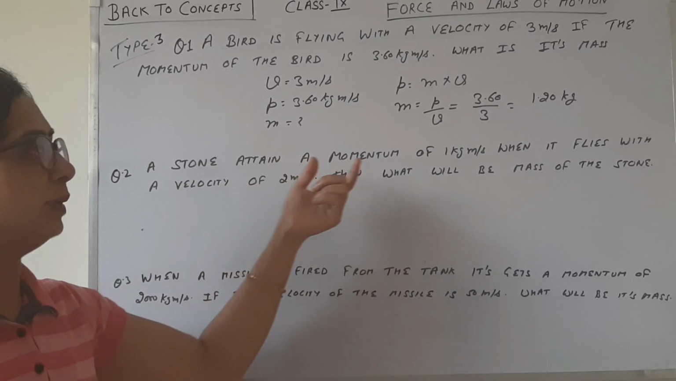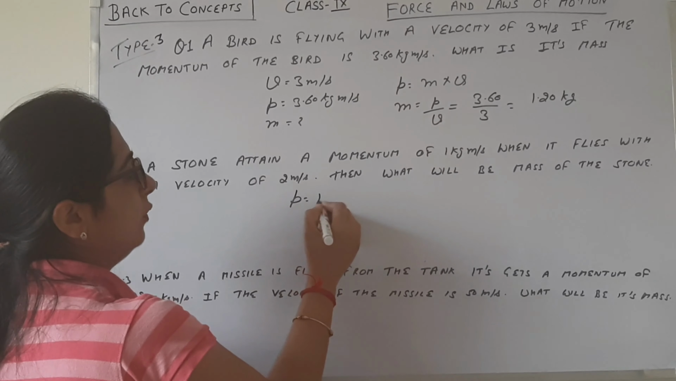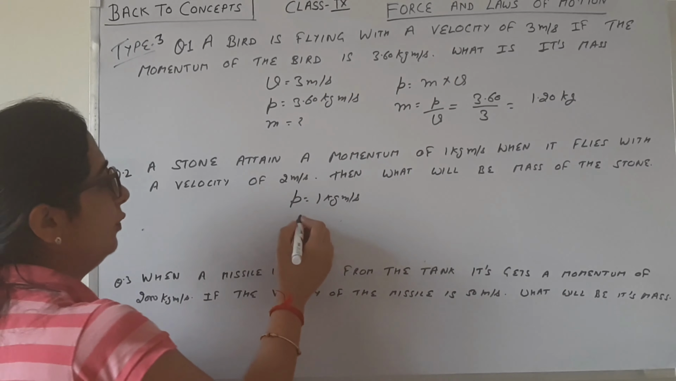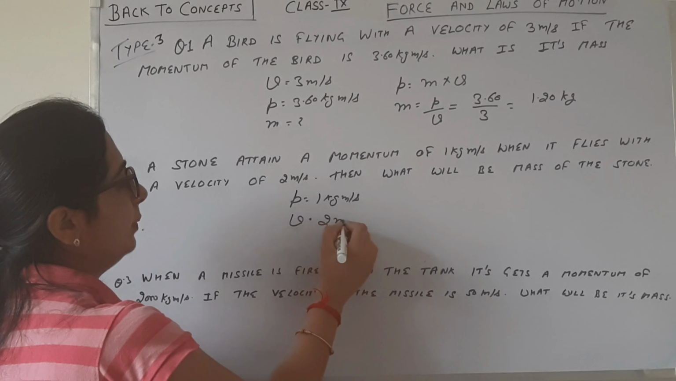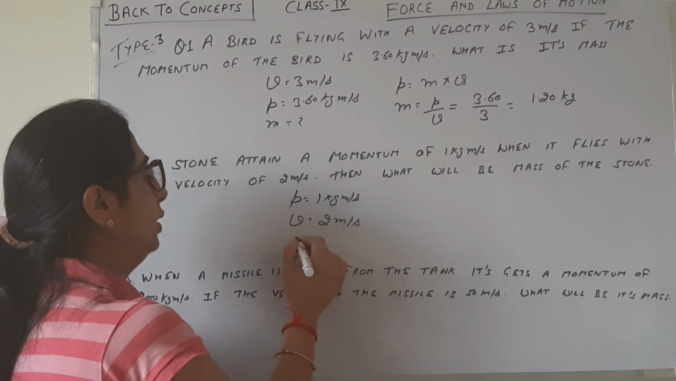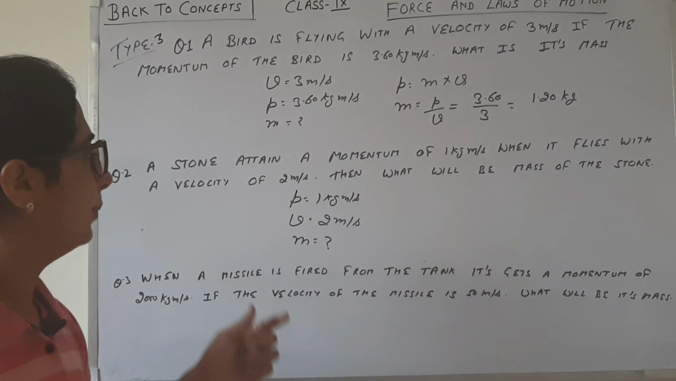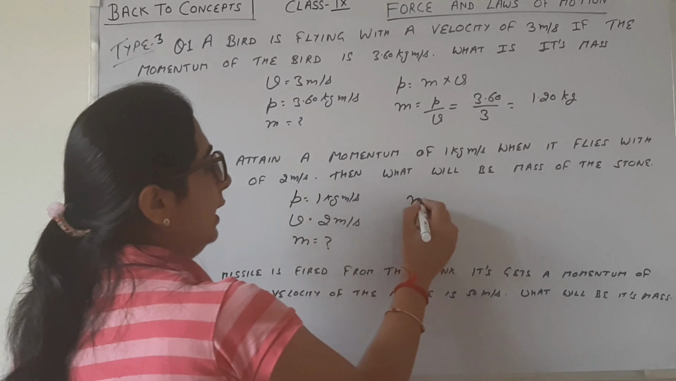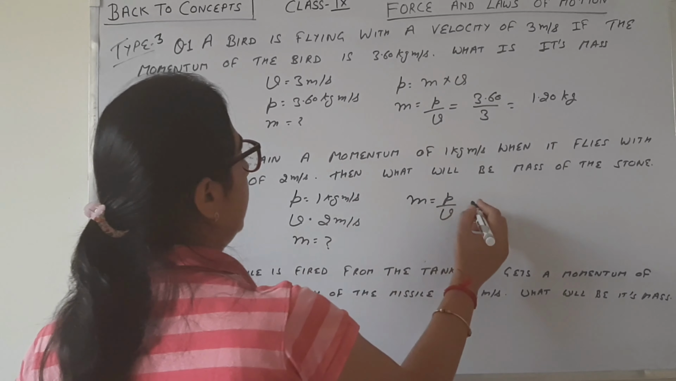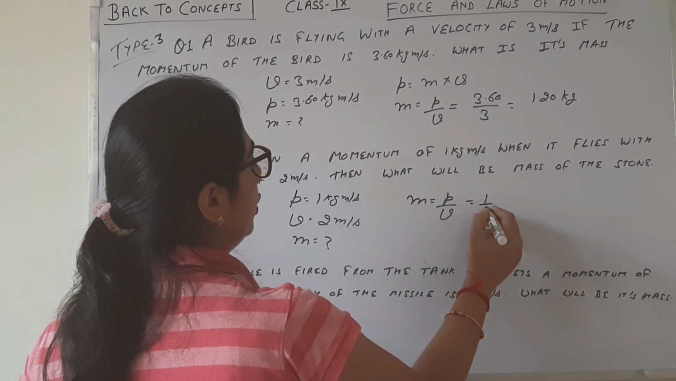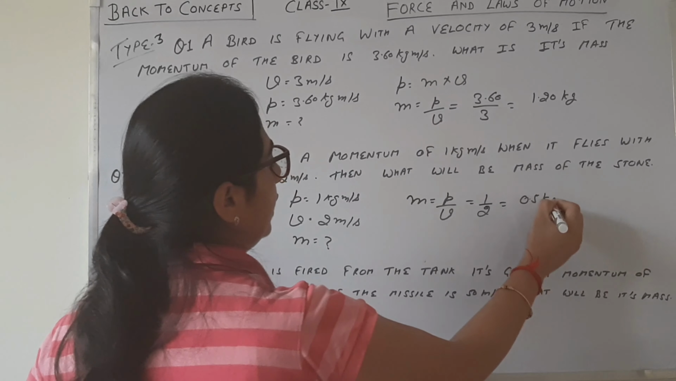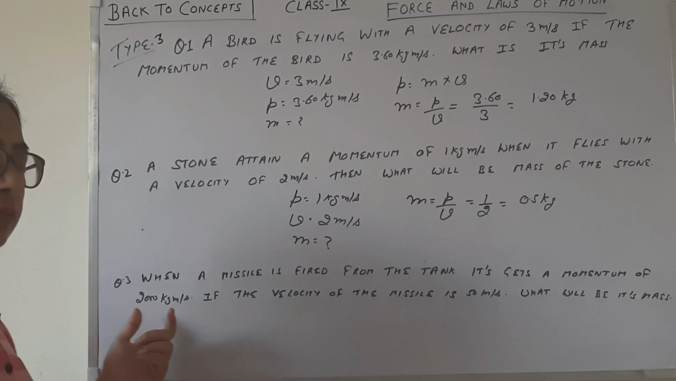Now come to the second numerical. A stone attains a momentum of 1 kilogram meter per second when it flies with a velocity of 2 meter per second. Then what will be the mass of the stone? Mass of the stone, we know, is equal to momentum divided by velocity. What is momentum here? 1. And what is velocity here? 2. So mass is equal to 0.5 kilogram. Now the third numerical.